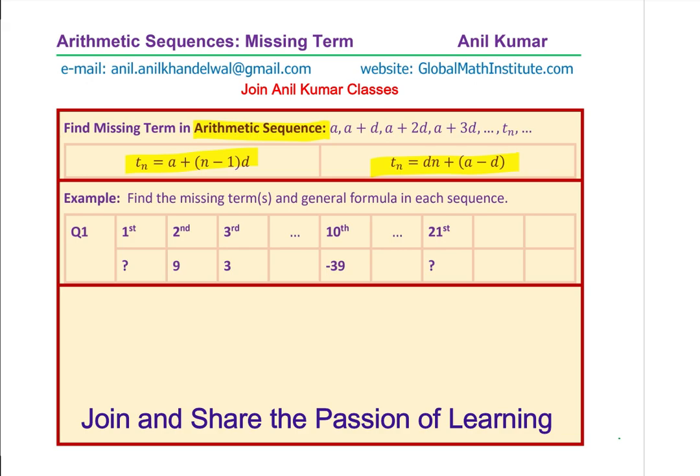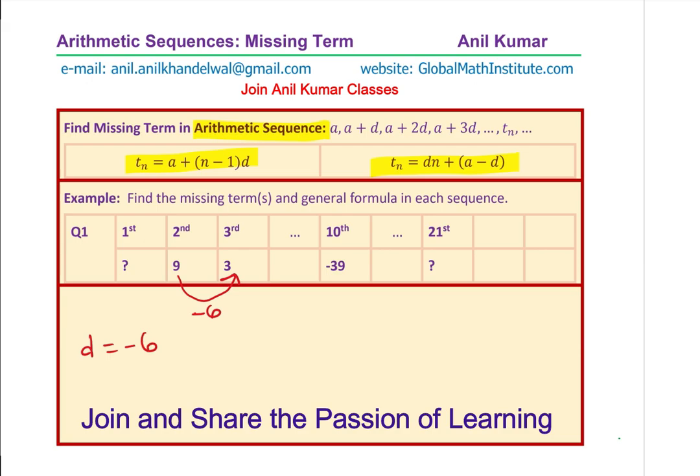Since these are arithmetic sequences, what is the common difference? Let's figure out the common difference. So going from second to third, these are consecutive terms. We go from 9 to 3. We decrease by 6. So we know clearly that D is minus 6.